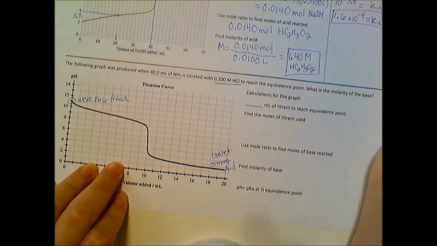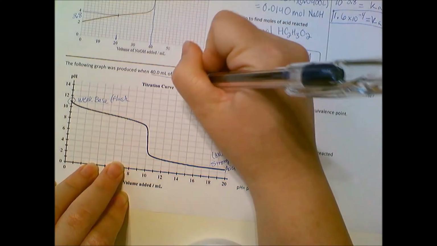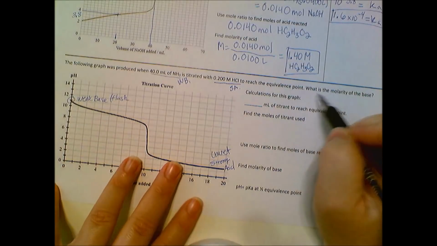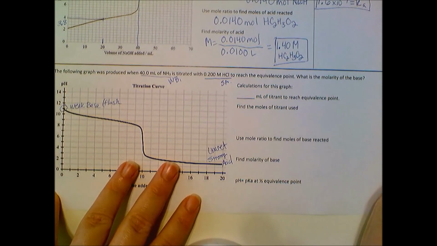All right, so it says the following graph was produced when 40 milliliters of NH3, or ammonia, is titrated with 0.2 molar HCl. So there's our strong acid. So that means the ammonia is our weak base. To reach the equivalence point, what is the molarity of the base?